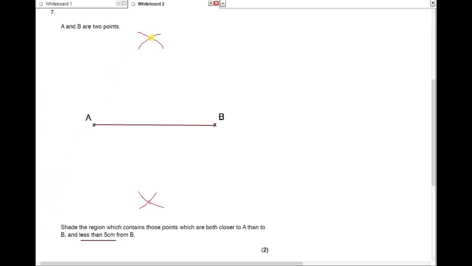So let us join it. This is said to be the perpendicular bisector. Okay, dividing both the sides into equal 2 parts. Alright, that's what it means.